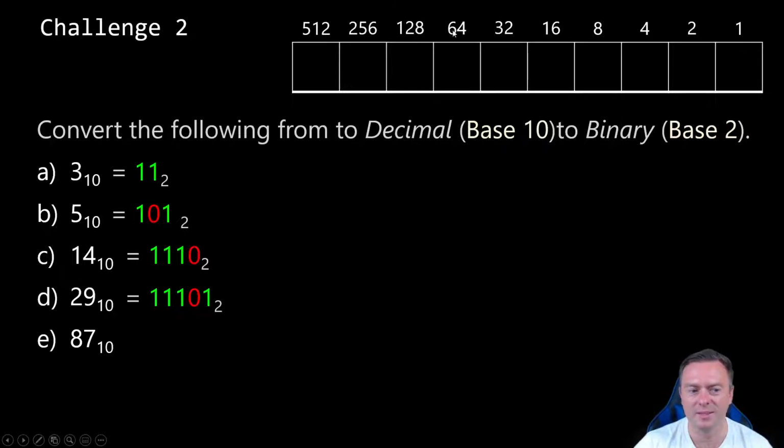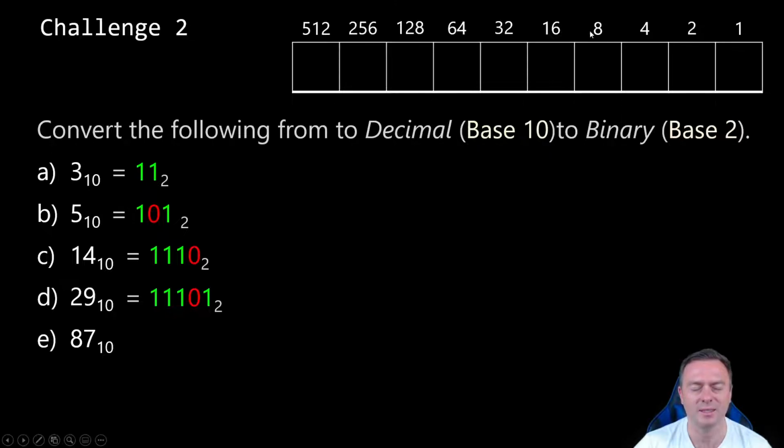87, we can do 87 take away 64, which leaves you with 23, so you can put a 1 there. You can't take away 32, so you put a 0 there. So we're left with 23, which we can take away 16. So we can take away the 16, so we put a 1 there.